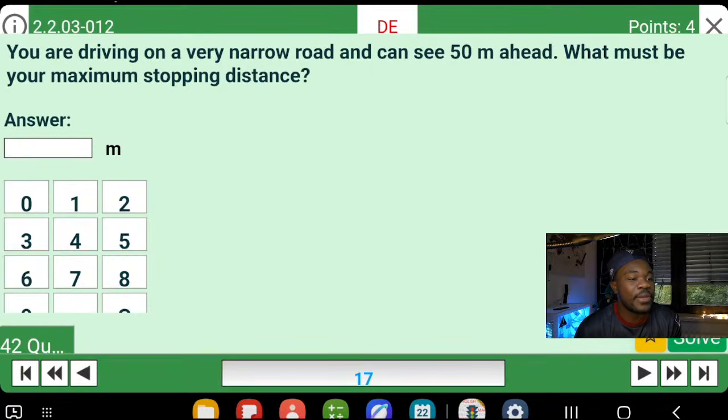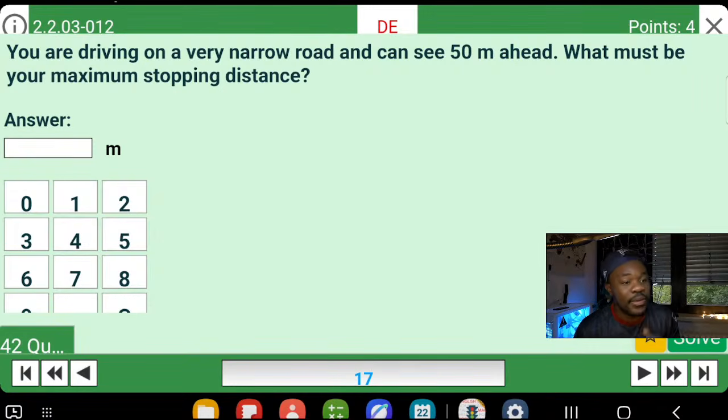You're driving on a very narrow road and can see 50 meters ahead. What must be your maximum stopping distance? Remember, this question is so important because there are times where you see questions like this, they will not talk about a narrow road, they will talk about a wide road. So knowing the difference between a narrow road and a wide road is very important. In this case, they're talking about a narrow road.